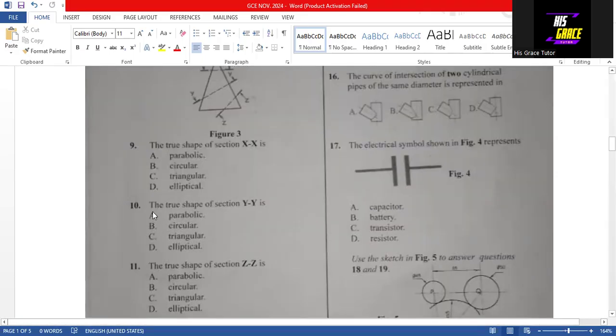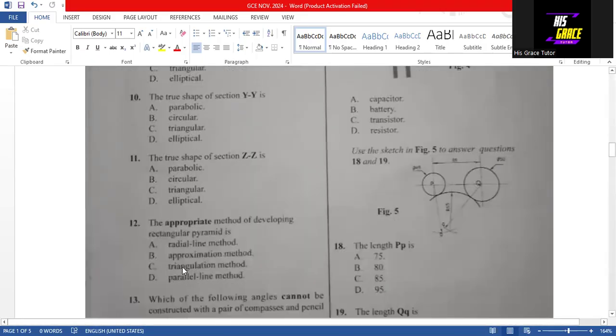Then question 10 says that the true shape of section YY is elliptical. That is option D. And question 11, the true shape of section ZZ is parabolic. That is option A. Now, when we move to question 12, which says that the appropriate method of developing a rectangular pyramid is the radial line method, that is option A.